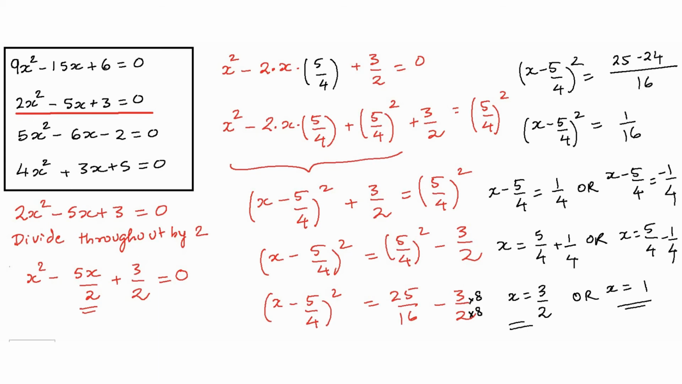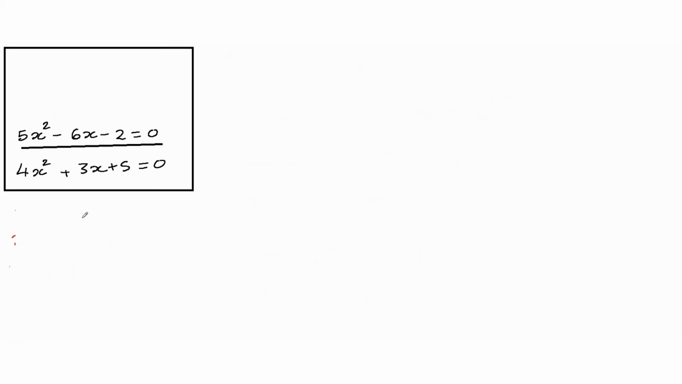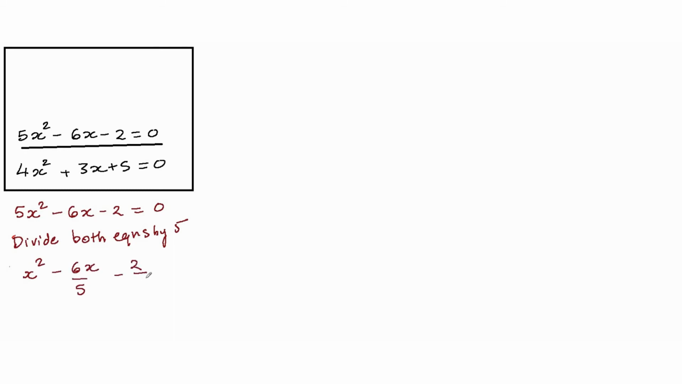Moving on to the next question. So here the equation under consideration now is 5x square minus 6x minus 2 is equal to 0. Let's divide both sides by 5. We get x square minus 6x upon 5 minus 2 upon 5 is equal to 0.